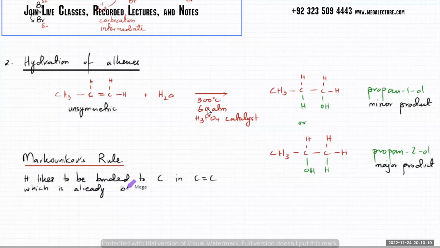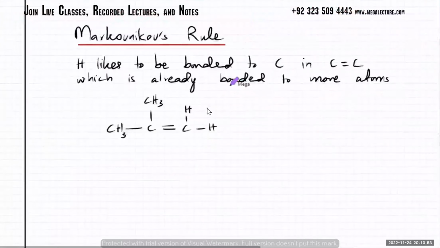So, which is already bonded to more H atoms. But according to this rule, if I have this molecule, I've got a double bond, and I've got a carbon with CHs, and over here I've got a carbon with 3 Hs, and on this side I've got a carbon with H, carbon with H. So here I've got two carbons.